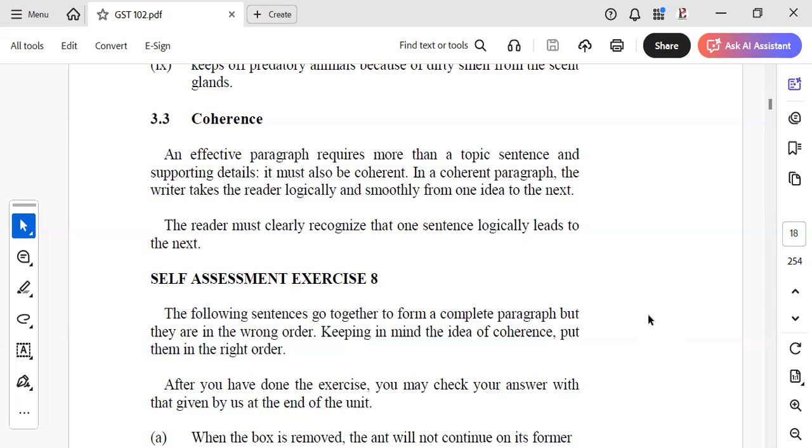So we said it has 3 locations. You can find it at the beginning, in the middle, or at the end. The easiest one to place is at the beginning, and mostly that is the one being used in most paragraphs. The hardest one to place is the one in the middle. When you want to place the topic sentence in the middle, it's very, very hard. In fact, only professionals in writing can place the topic sentence in the middle.